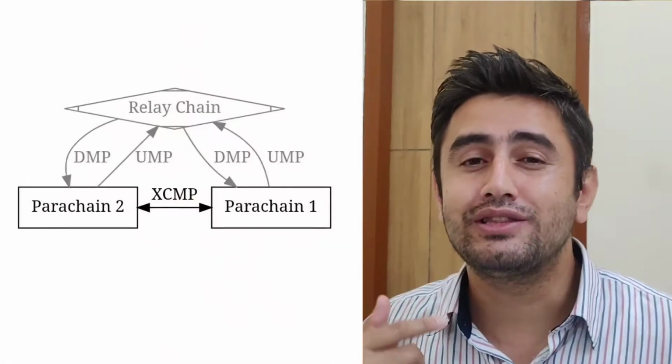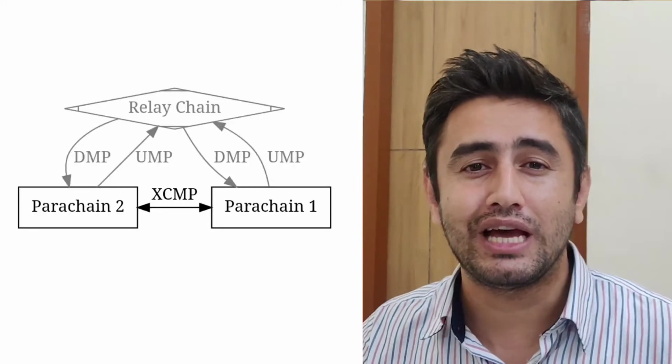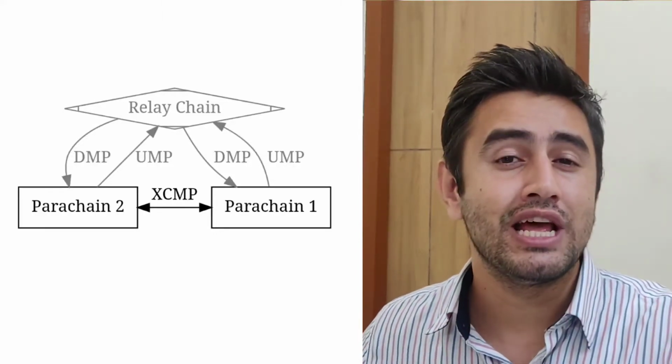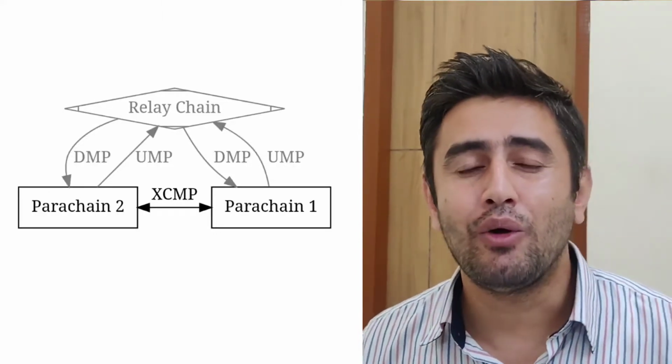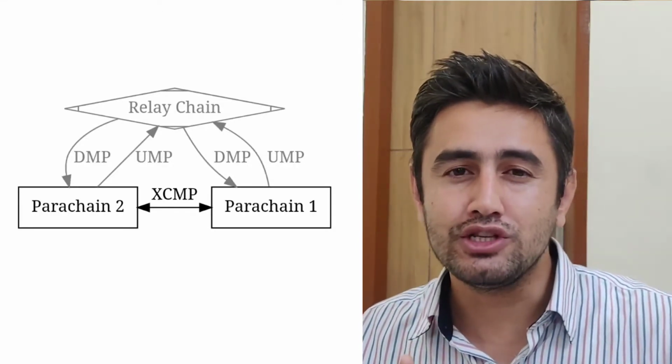The other important type of communication happens between the parachains. This interaction happens with the help of XCMP, that is cross-chain message passing. Again, there are two different channels between the parachains, and a very important role is played by the collators here.